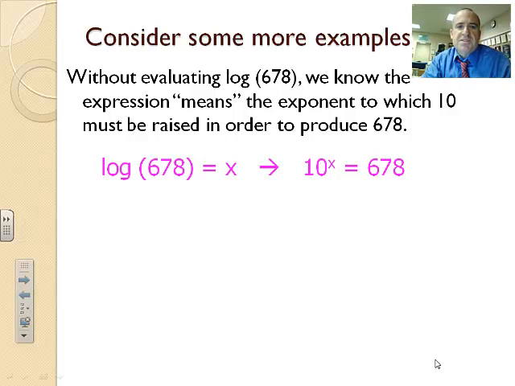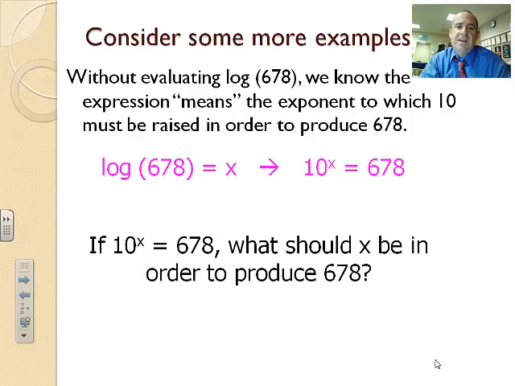Moving on, consider some more examples. Without evaluating log of 678, we know the expression means that the exponent to which 10 must be raised in order to produce 678. So log of 678 equals x. 10 to some power has to make 678. Now, if 10 to the x is 678, what should x be in order to produce 678? Well, in order to solve this, we're going to need a calculator.